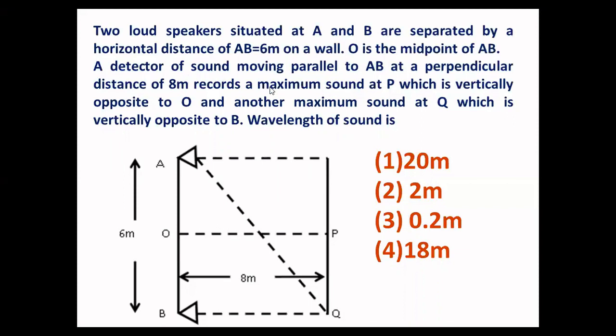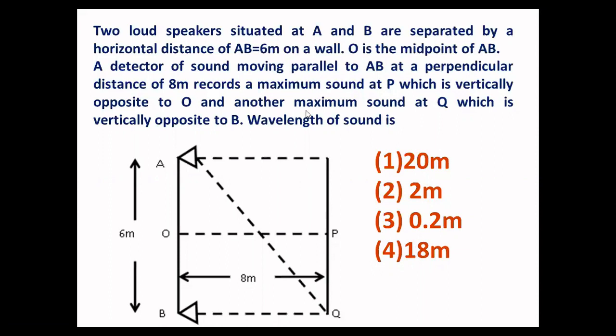And a detector of sound is moving parallel to AB. So somebody is moving parallel to the desks kept here. There are sets of desks and you are sitting all over here. Your friend is moving from here to here, from A to B, parallel to AB in front of the board. A detector of sound, because we have an instrument which can detect sound called the ear, right? So the ear can detect the sound. So you have to move from Q to P or P to Q, and keep roaming around here.